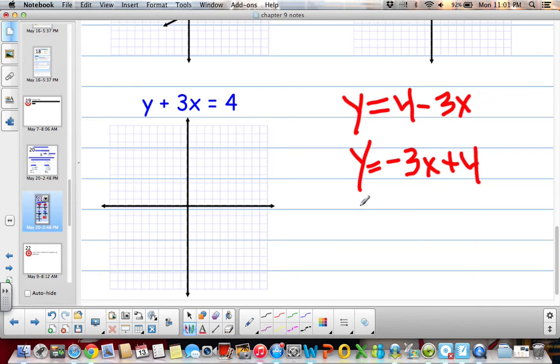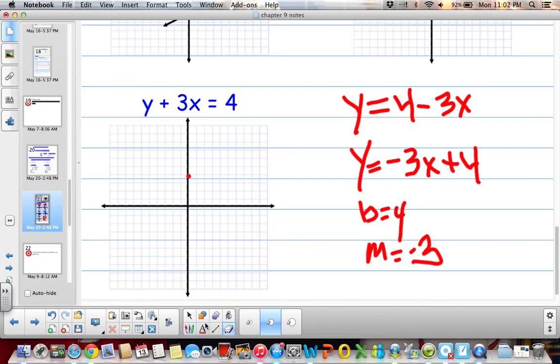So then our y-intercept is 4, and our slope is negative 3. Okay, y-intercept is 4. 1, 2, 3, 4. And our slope is negative 3. So we go down 3. 1, 2, 3, and then over 1. And then we draw our line.